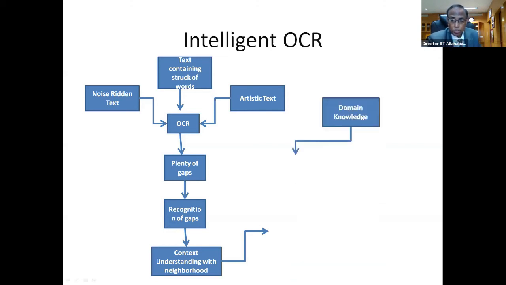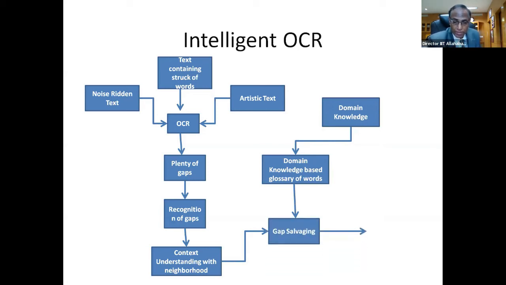Naturally, again, domain knowledge and a domain dictionary, a domain glossary of words, would definitely help. That is what I am telling. Understanding the domain is more important. So the machine learning is responsive to a particular domain, and perfection in domain understanding is a necessity. Then gap salvaging can be possible, and then OCR output can be possible. This is the intelligent OCR. So intelligent OCR is next.